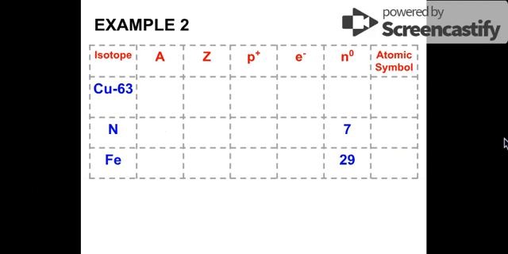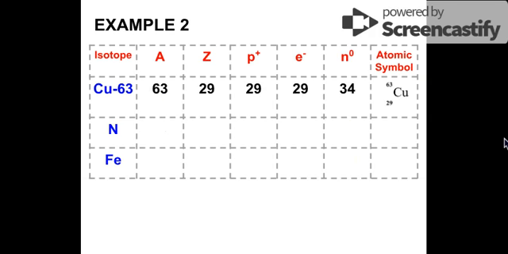Then we have nitrogen and then iron, Fe. The first one is copper 63. The given is just copper 63. And we know that the 63 after the dash represents your mass number. In the second given, nitrogen, you don't have a number after it, but you're given the number of neutrons. While in the third one, which is the same as nitrogen, Fe, iron, you're not given any number after the symbol, but you're just given the number of neutrons.